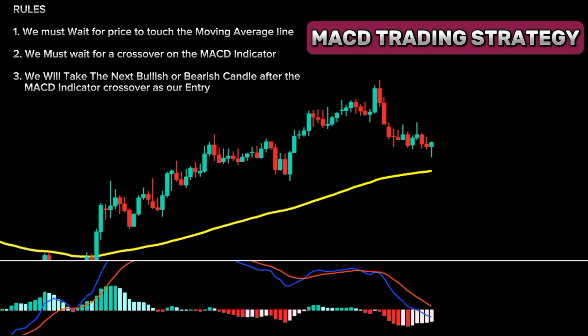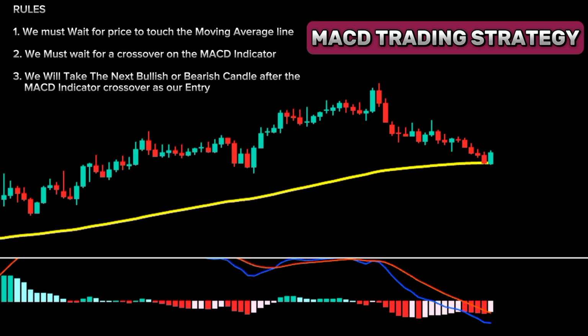So here we have a market approaching the 100 EMA line, and if you look down, you can see that the MACD indicator lines have not crossed yet. That means we may have a chance here, and there is probability of having a good trade. And then, the price finally touched the 100 EMA, fulfilling the first rule.